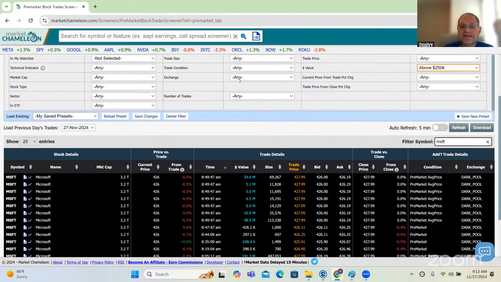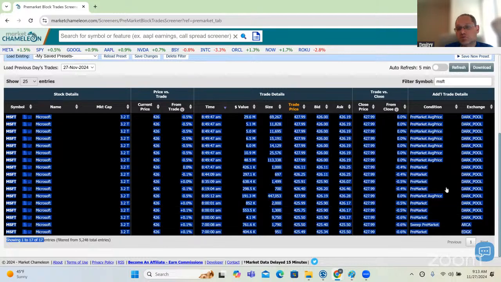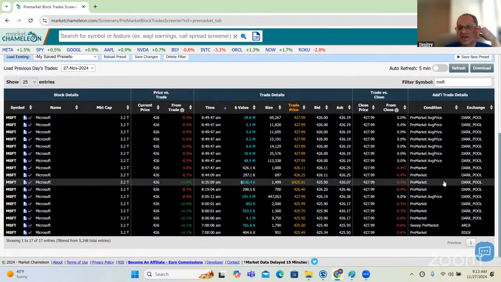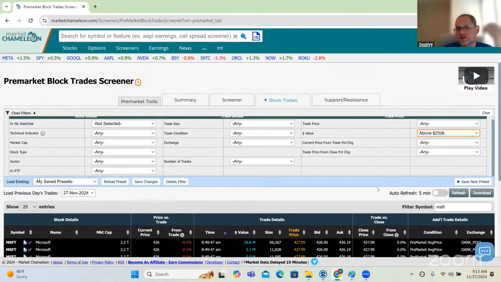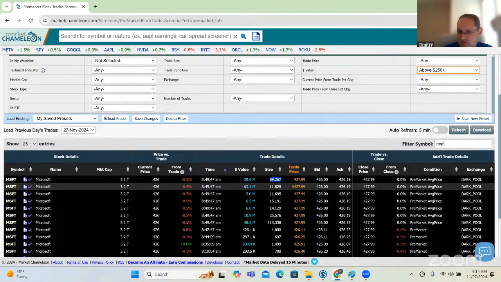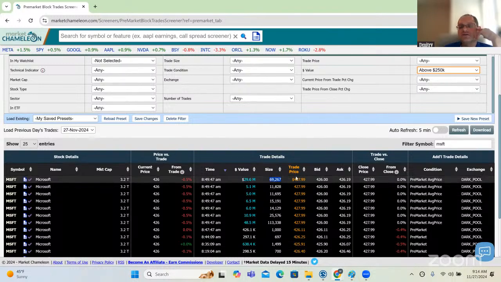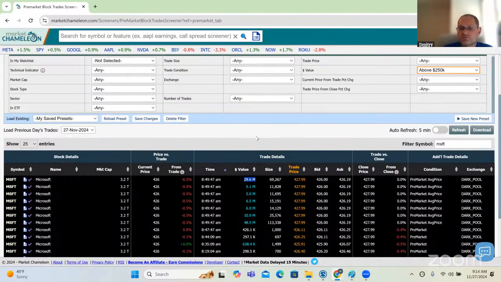And now we get a list of trades for Microsoft. So you could see here, there's 17 block trades in Microsoft today that met this condition of over $250,000 in trade. Okay, so this top one, you could see here at 849.47, a big trade occurred, 69,267 shares, and for a price of $427.99. So that is $29 million worth of stock. So very, very large trade.